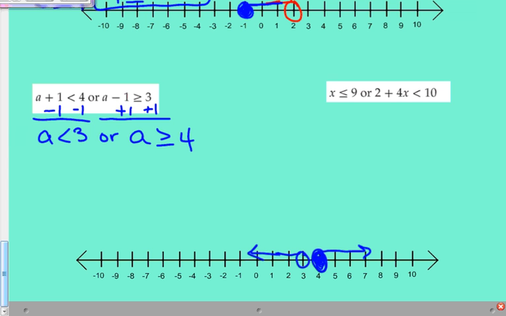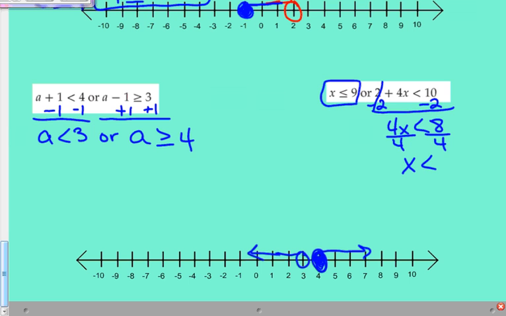Let's do that again. So you have x is less than or equal to 9. Well, that one's already done. We don't have to do anything here. Or 2 plus 4x is less than 10. So we solve this one, subtract 2. We get 4x less than 8. Divide by 4. We get x is less than 2.